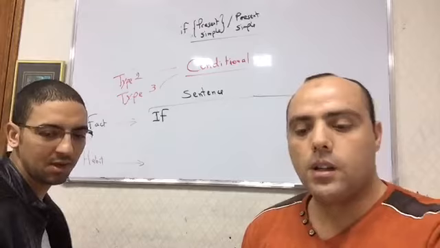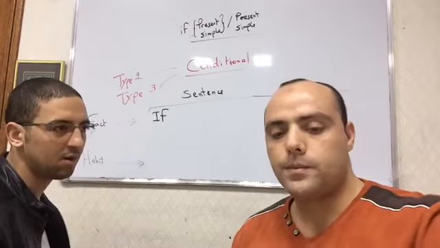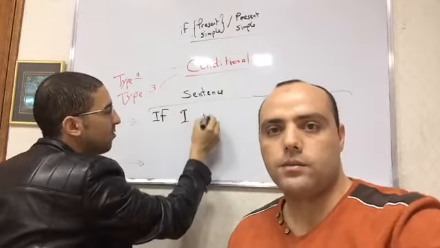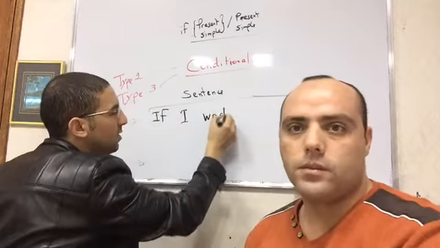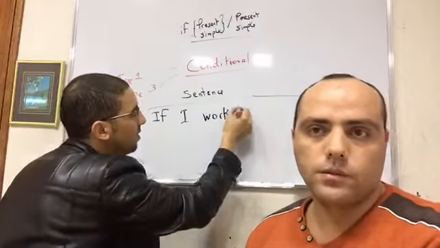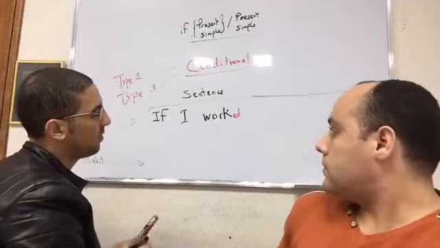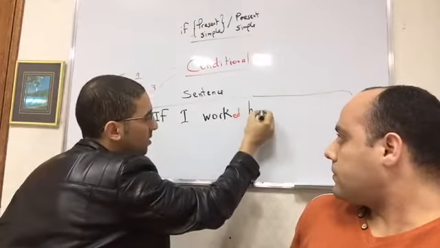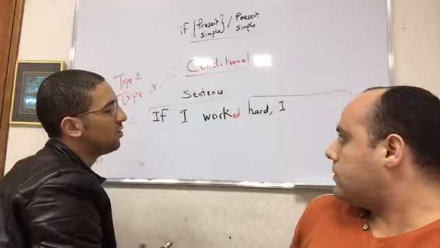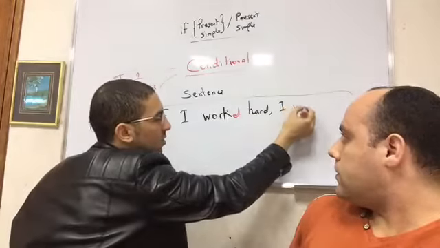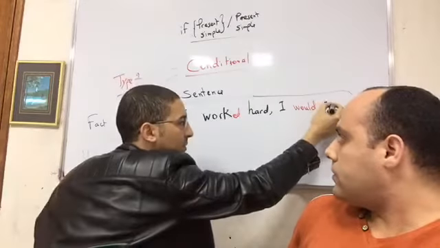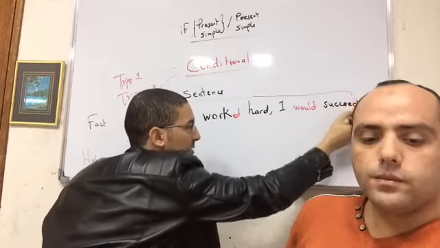For example, let's say, if I worked hard. Let's keep the same example that we just gave. Instead of work, we're going to put it in the past, and we're going to say, if I worked hard, and in the result clause we use would: I would succeed. So this is the form.